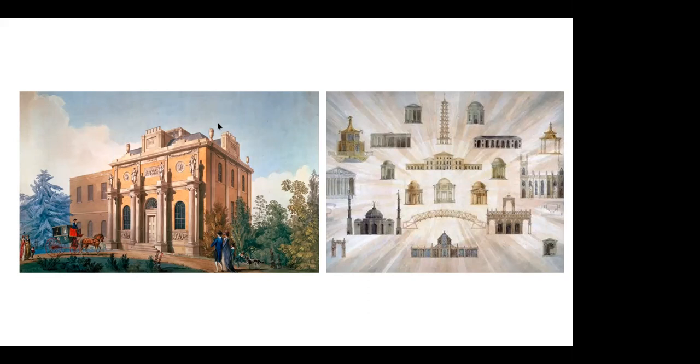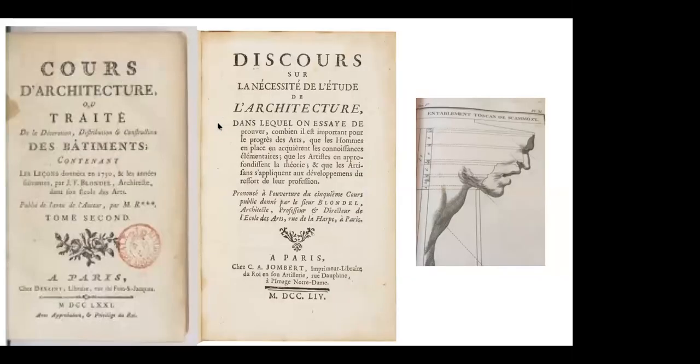Ledoux at the public École des Arts, founded by Jacques-François Blondel, who in fact was the architect writer who contributed to Diderot's encyclopedia, some 50% of the architectural articles by Blondel, opening this public school of architecture, which was founded in 1754-55, and succeeded in educating most of the major architects of France from the 1860s on through.